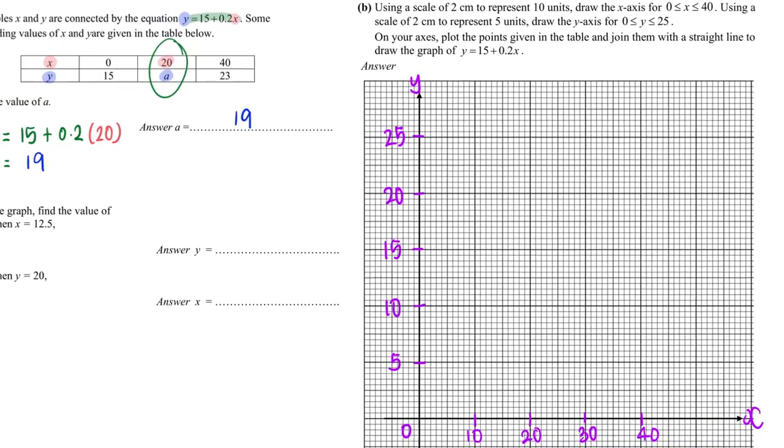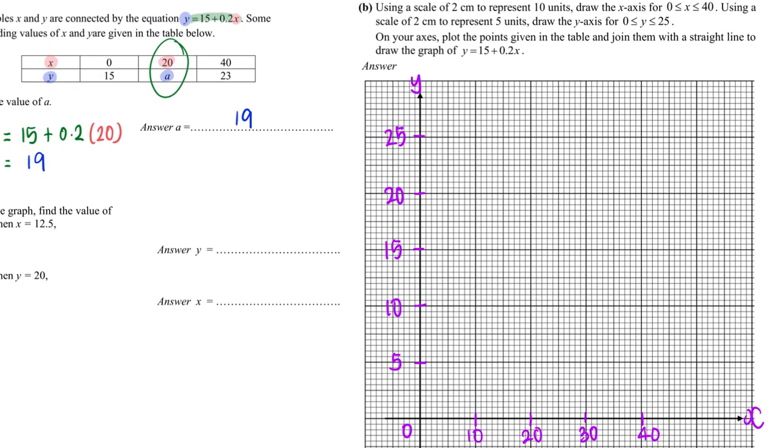Now we just need to refer back to the table. When x is 0, y is 15, which is this point here, where my x is 0, my y is 15. The next point, x is 20, y is 19, which will correspond to this particular point here.